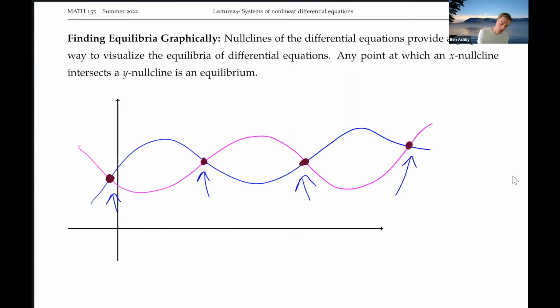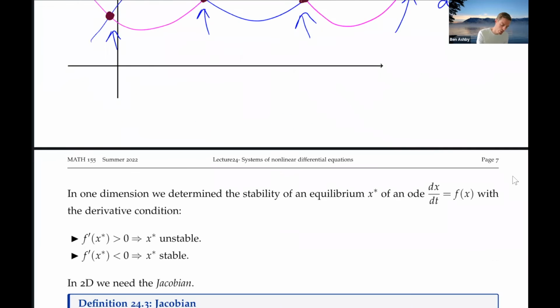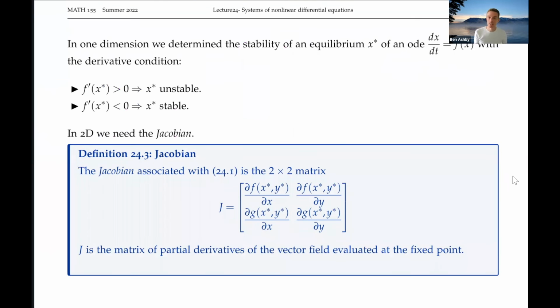Suppose this was our dx/dt, and this was our dy/dt, both equal to 0. So when we have intersections between these nullclines, that means they're both equal to 0, and so we have an equilibrium. So how do we work out the stability at an equilibrium?